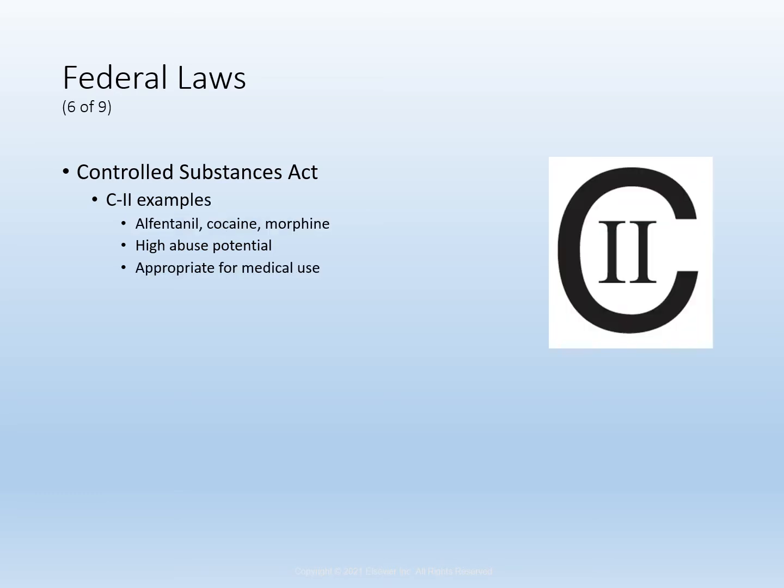The next schedule of controlled substances are C2 substances. Examples of this are going to be fentanyl, cocaine, morphine, opium, codeine, all of those types of things. They're classified as such because they have a high abuse potential, but they can be appropriate for medical use in the right situations. Now, you probably saw the cocaine example on here, and are a little bit confused by that.